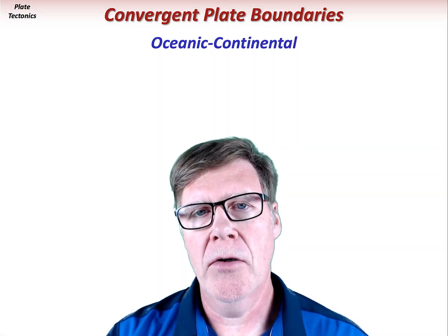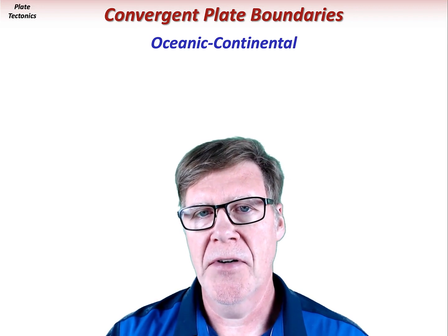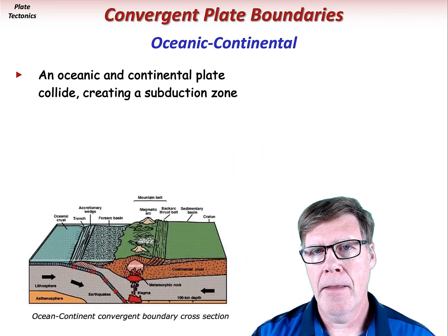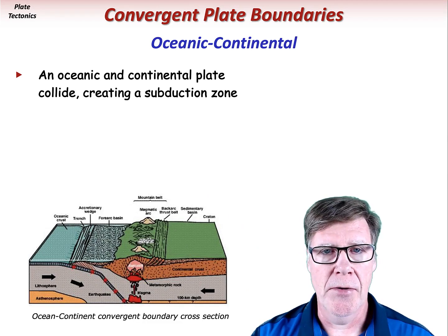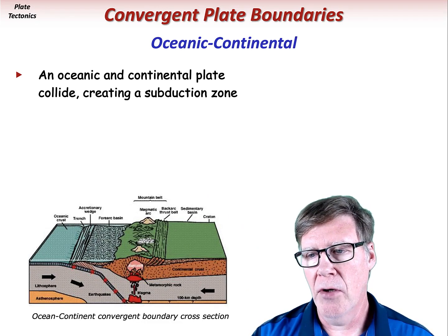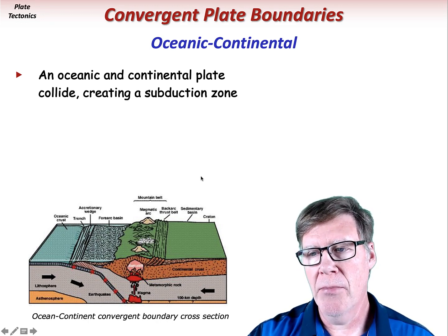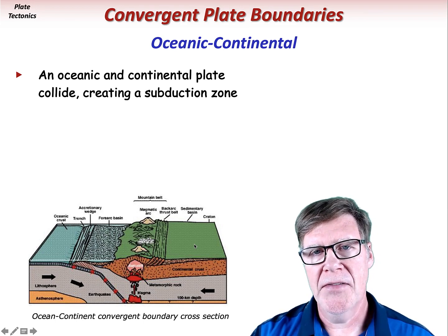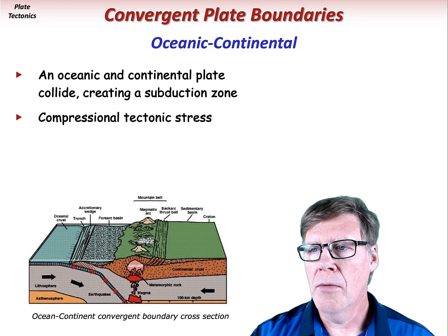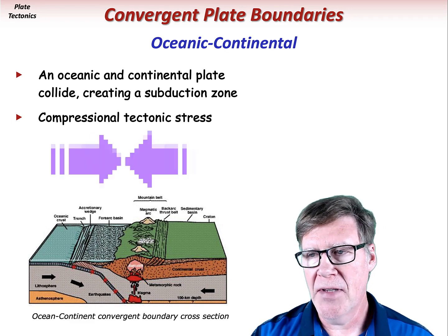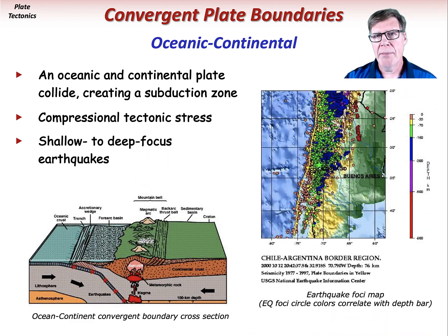At oceanic-continental convergent boundaries, oceanic lithosphere subducts beneath continental lithosphere and creates what's called a subduction zone. So here we can see the downgoing oceanic lithospheric plate and the overriding continental plate. And there are a number of different features present in this tectonic setting. Overall, compressional stress is the dominant tectonic stress. The earthquake pattern here is the classic subduction zone pattern, where you have a range of earthquake foci depths from shallow focus earthquakes to deeper focus.